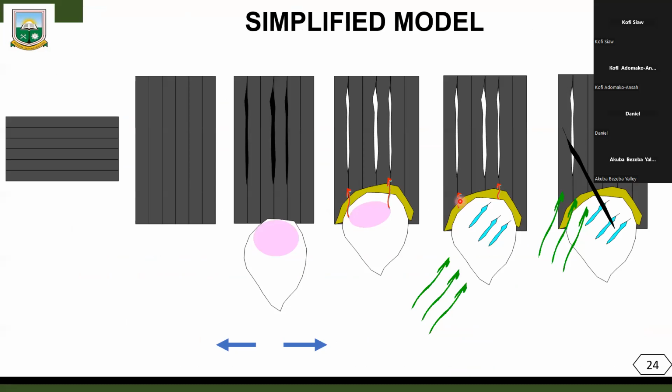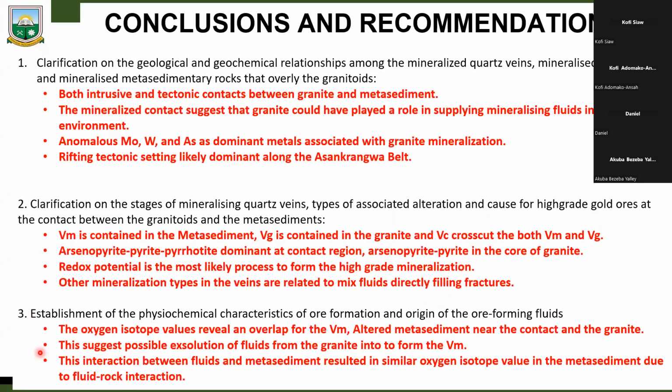The last but not the least in this conclusion set is that in establishing the physicochemical characteristics, we looked at oxygen isotope in particular, and it was revealed that the isotope data from VM, the metasediments, and the granite overlap, and therefore there could be some possible relationship between the mineralization styles occurring within these units.